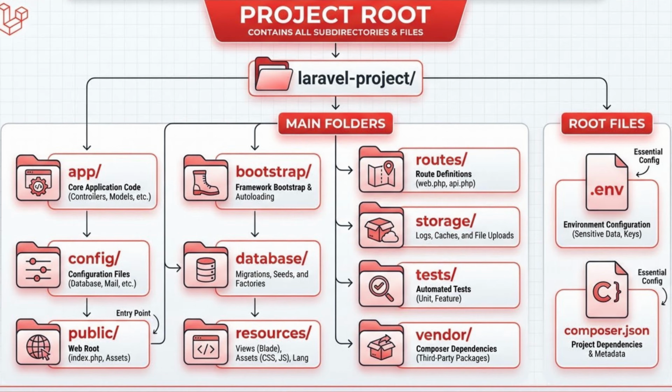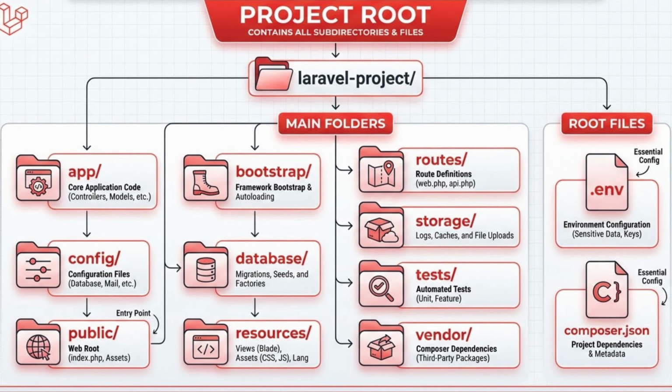When you open a Laravel project, the very top-level directory is the project root, which contains every subfolder and file that makes your application run. Inside this root, the main project folder, usually named something like Laravel-project, is where all the core components of the framework live. The structure is designed to separate logic, configuration, assets, and dependencies in a clean and predictable way, allowing developers to easily navigate and manage even large projects.